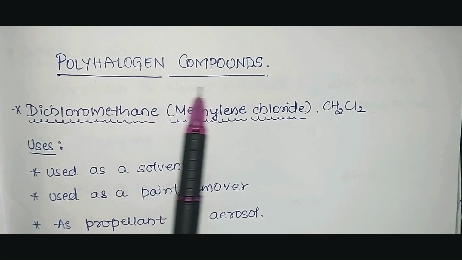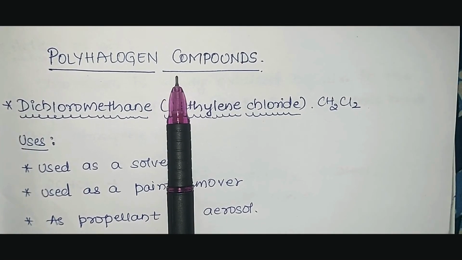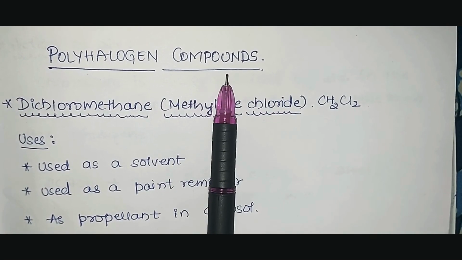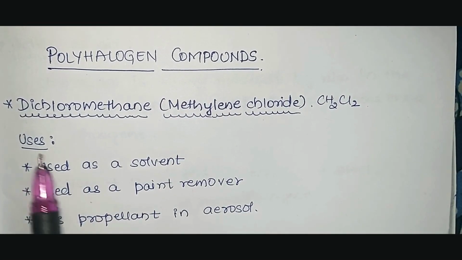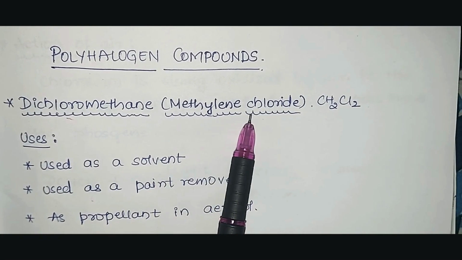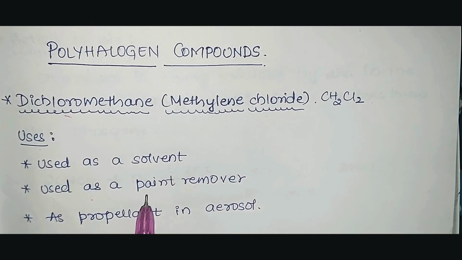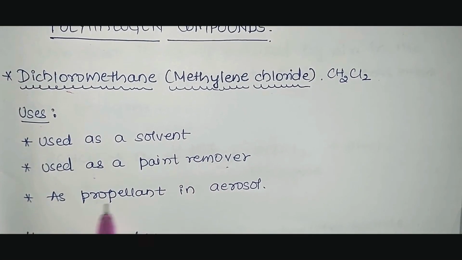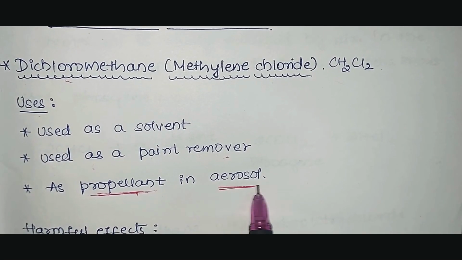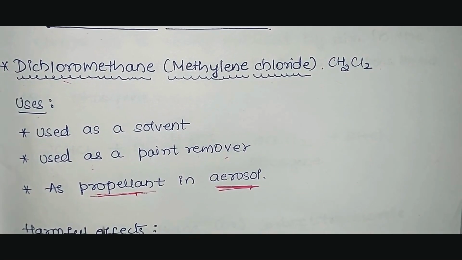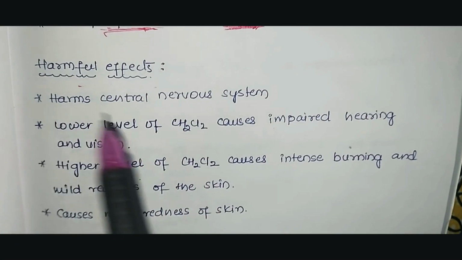Next is polyhalogen compounds. It is not actually the important part. Why? Because it comes under the deleted portion as per I know. But still, since it is there in your NCERT textbook, we will go through some of the uses and harmful effects. You can note it down. Dichloromethane, also called methylene chloride, is used as a solvent, paint remover, and as a propellant in aerosol. I hope you know the meaning of propellant. The one which is used to carry out the rise, we call it a propellant. Aerosol is a colloid which you have already studied in your 10th standard.